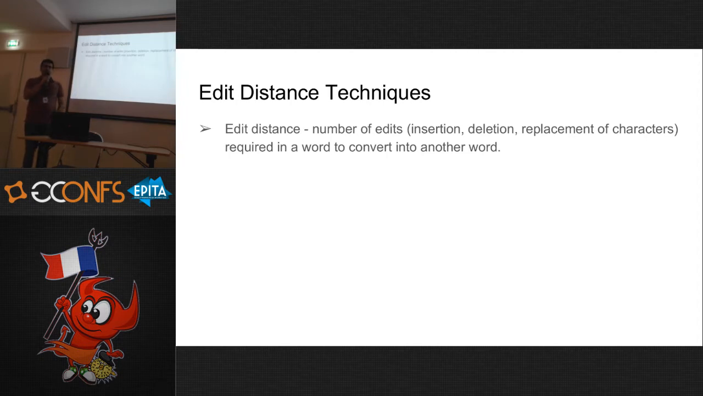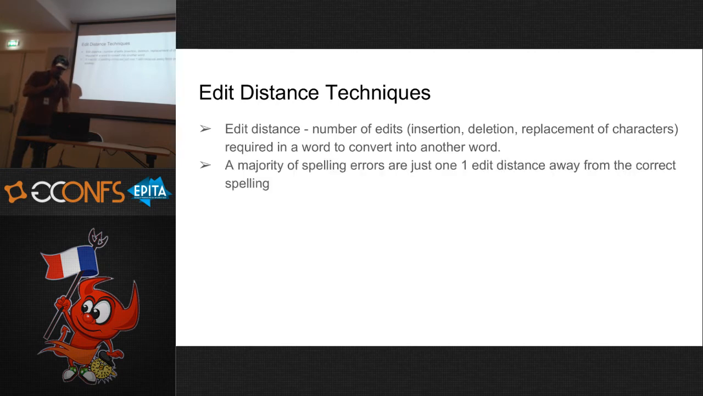So edit distance is basically, if we have two words, how many edits are needed in this word to convert it into the other word. The possible edits are insertion, so you can insert any character in the word, or you can delete any character in the word, or you can replace a character with another character. And it has been found that a majority of spelling corrections are just one edit distance away from the correct spelling. You don't use transposition? Yeah, transposition is also there.